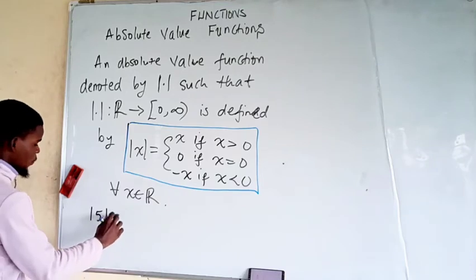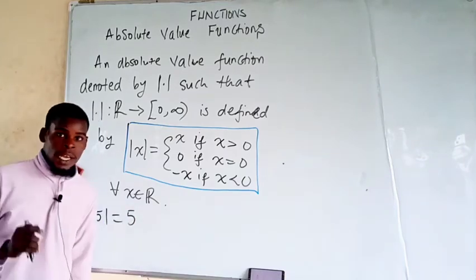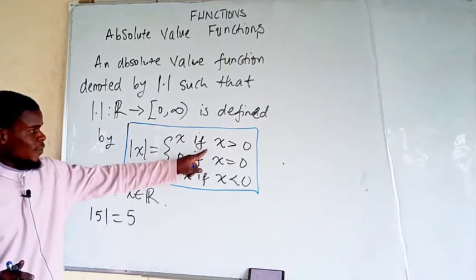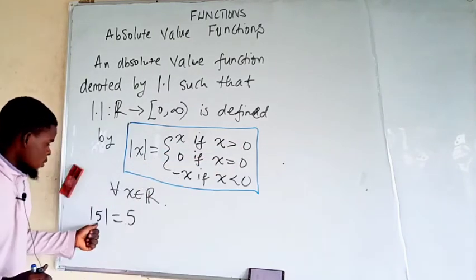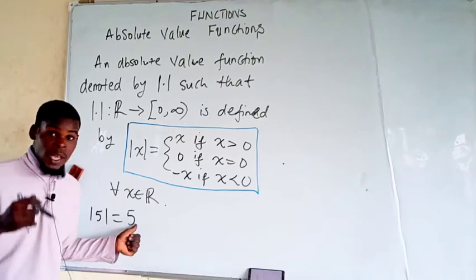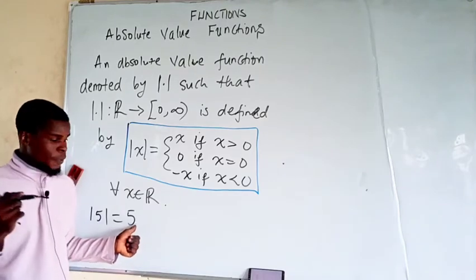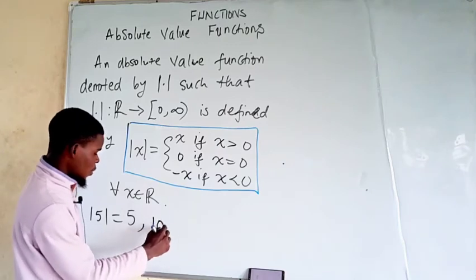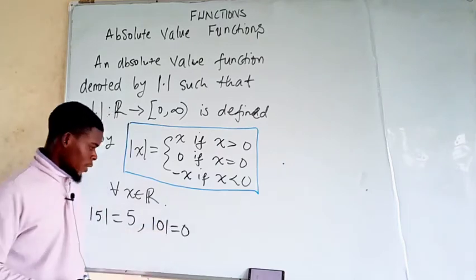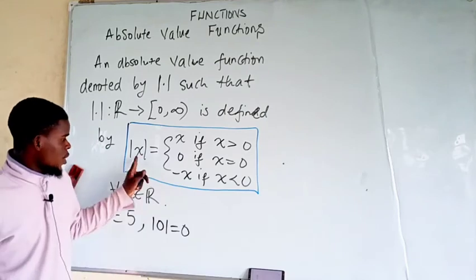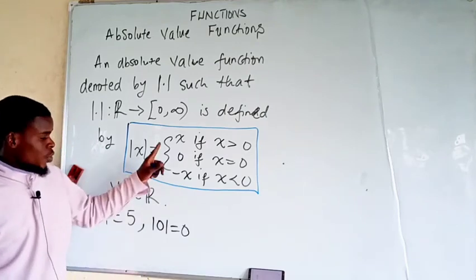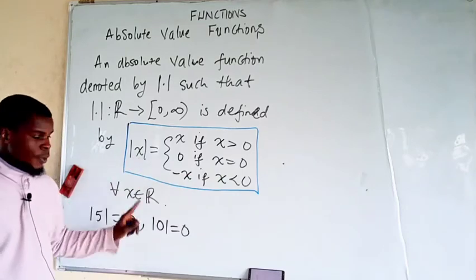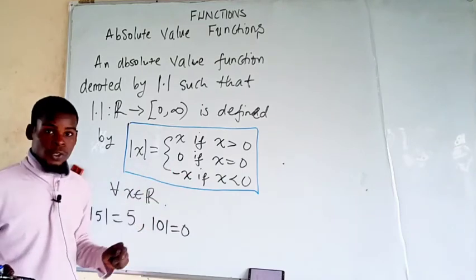What is the absolute value of 5? It is going to be 5. Reason being that the absolute value of x is going to be x if x is bigger than 0. So the absolute value of 5 is equal to 5 because 5 is bigger than 0. If I give another one to look at, what is the absolute value of 0? From this definition, the absolute value of x is going to be 0 if x is 0. So if x is 0, that means this place is 0. Therefore, the absolute value of 0 is equal to 0.